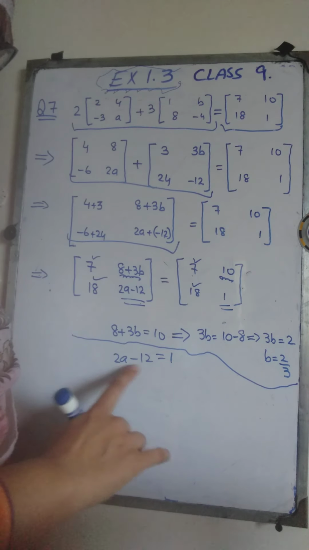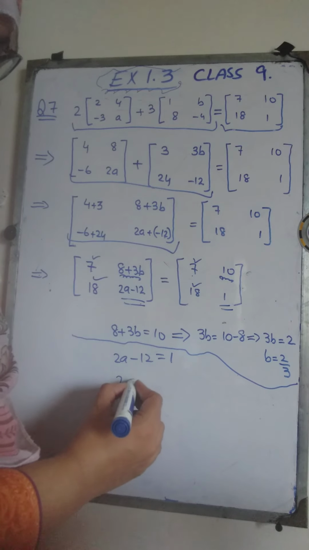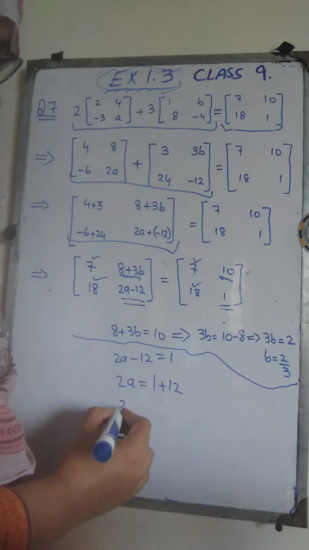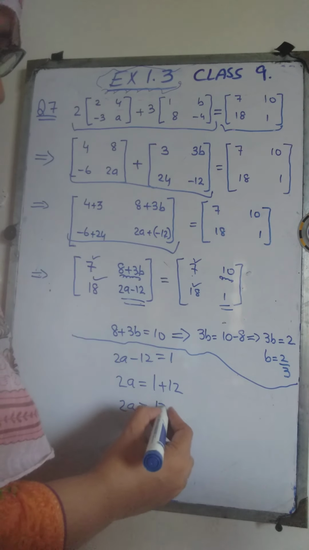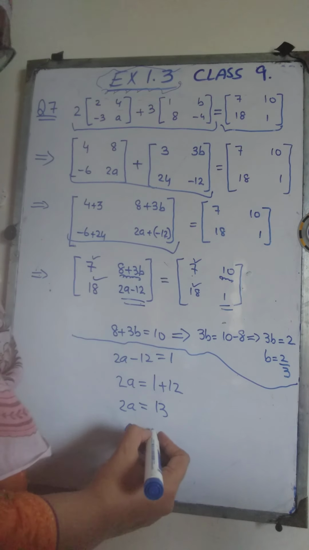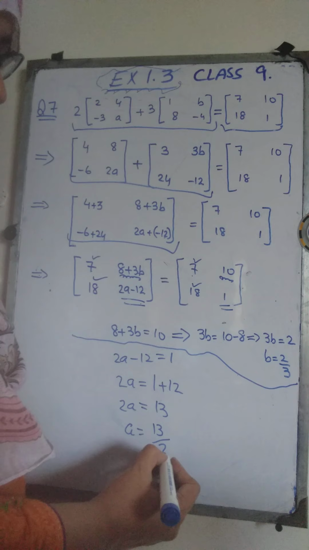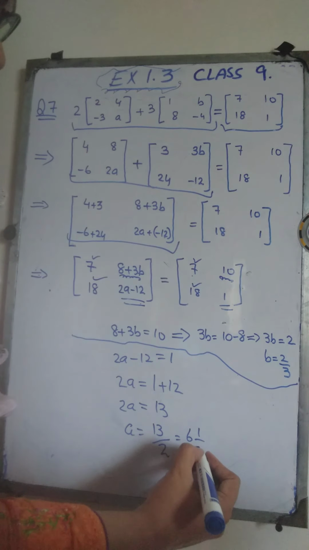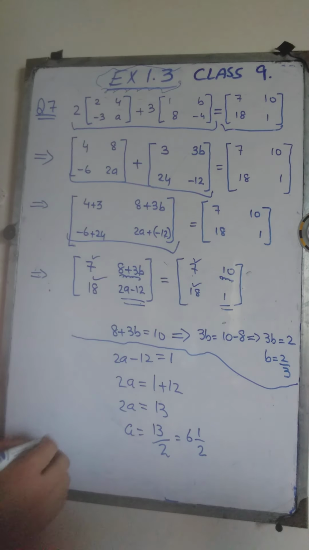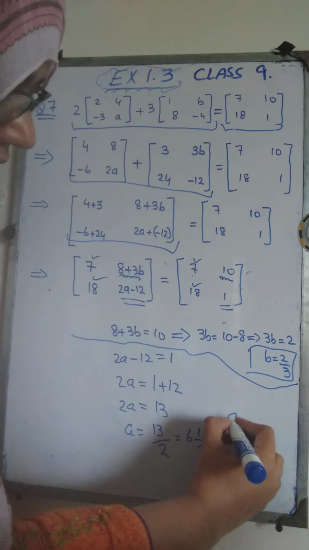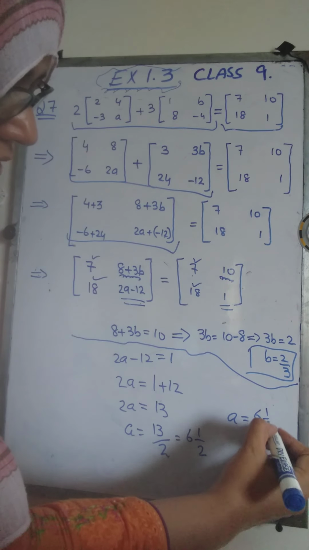Now coming to this equation, 2a minus 12 is equal to 1. This implies that 2a is equal to 1 plus 12, shifting 12 to the right hand side. 2a is equal to 1 plus 12 is 13 and a will be, as 2 is multiplied here, shifting it to the right hand side, it will be divided. Okay, so 13 by 2, this is equal to 6 1 by 2, this will be the answer. Okay, so b is equal to 2 by 3 and a is equal to 6 1 by 2.